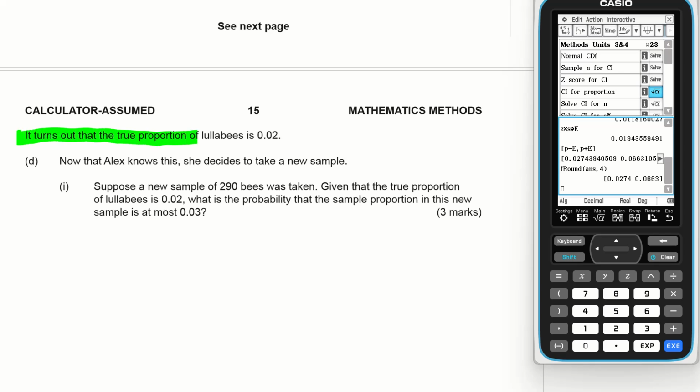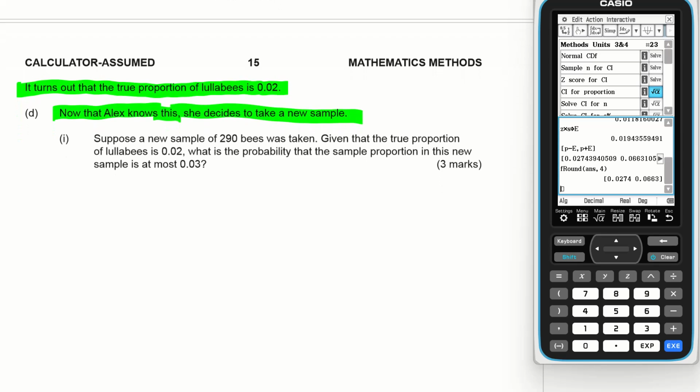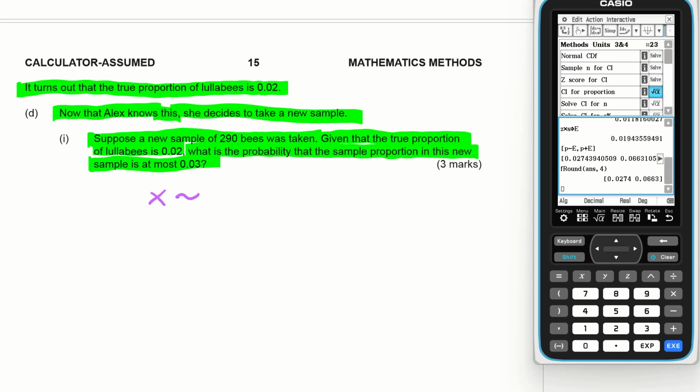It turns out that the true proportion of lullabies is 0.02. Now that Alex knows this, she decides to take a new sample. Suppose a new sample of 290 bees was taken. Given that the true proportion of lullabies is 0.02, what is the probability the sample proportion in this new sample is at most 0.03? So, we have a normal with 0.02 as the mean, and that would mean the variance is 0.02 times 0.98 divided by 290.